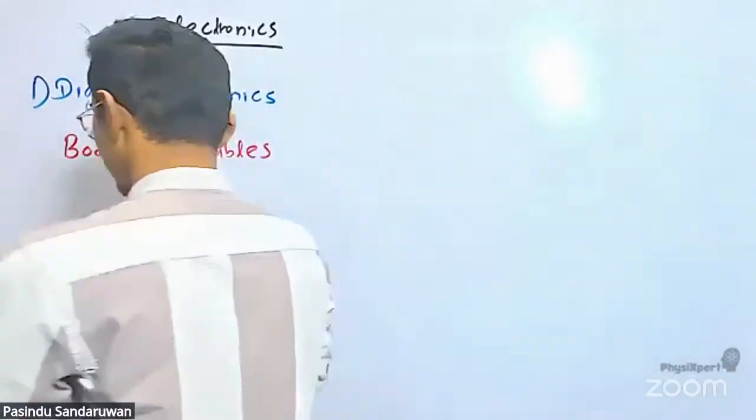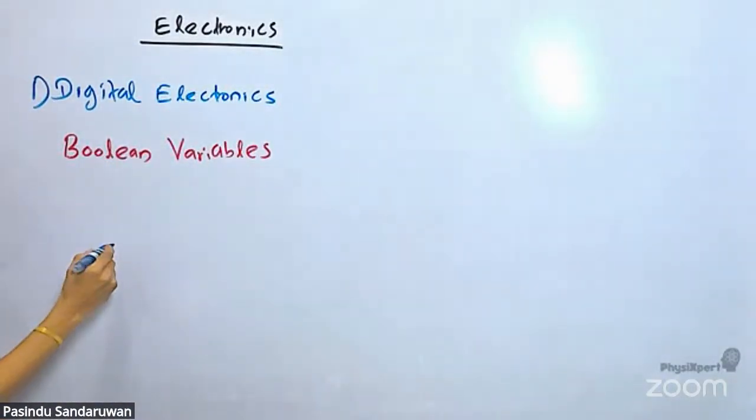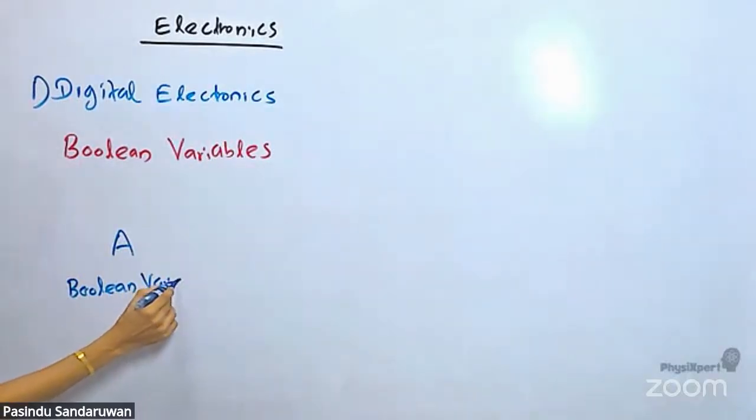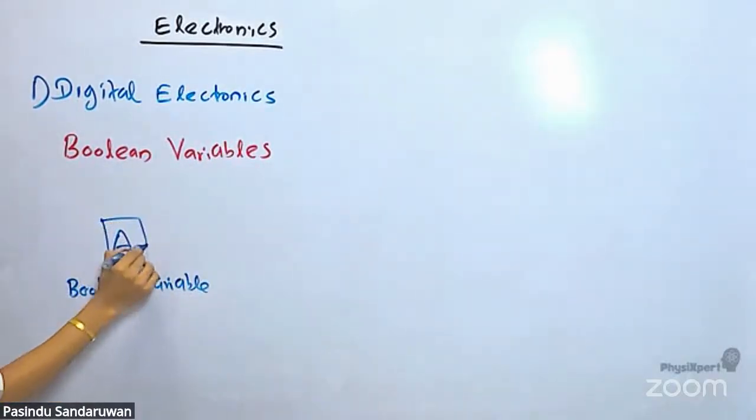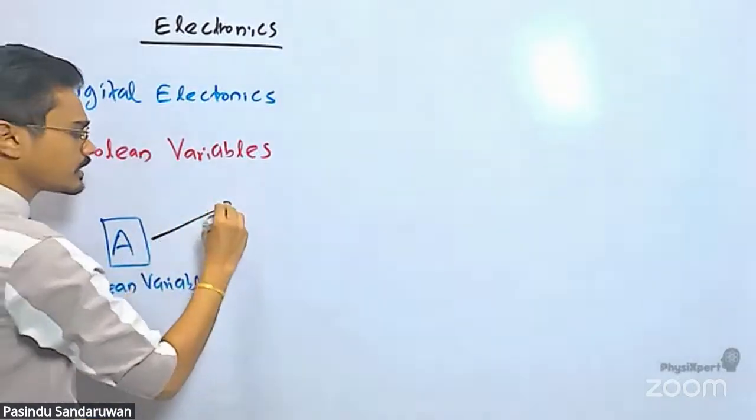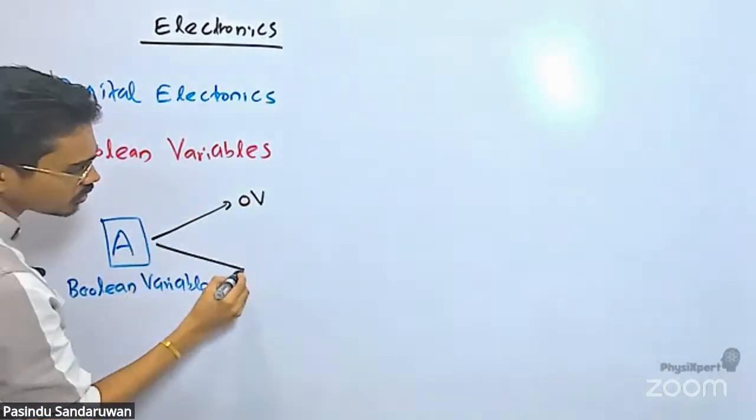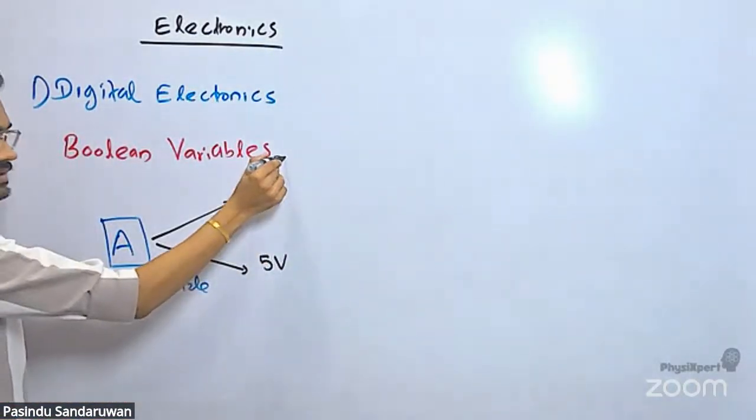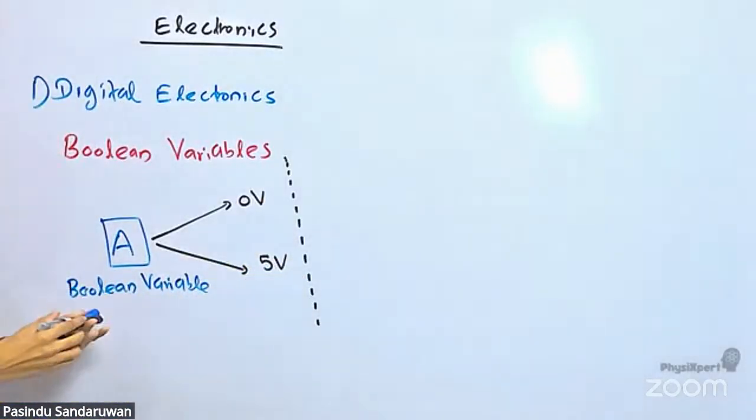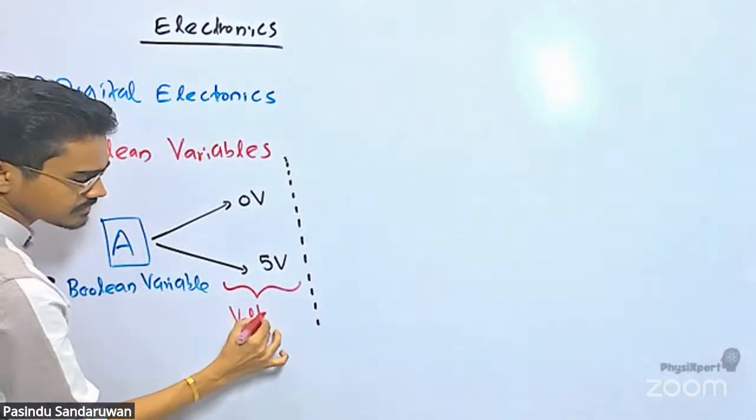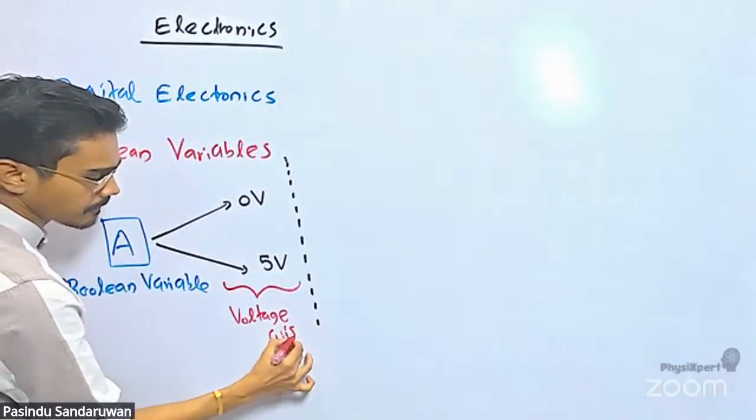Right. Listen. Now this is how it works. Say this A is a Boolean variable. If A is a Boolean variable, it can have only two values, either 0 volts or 5 volts. And this is voltage wise, in terms of voltages.